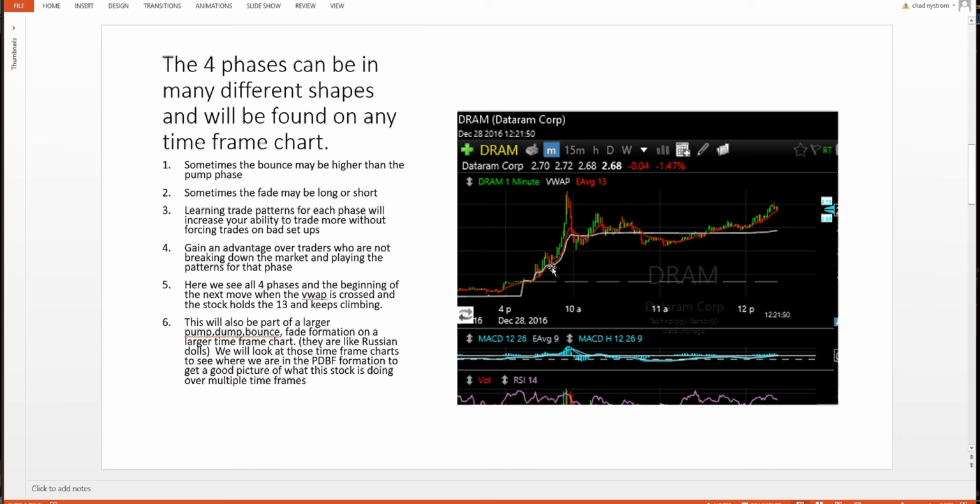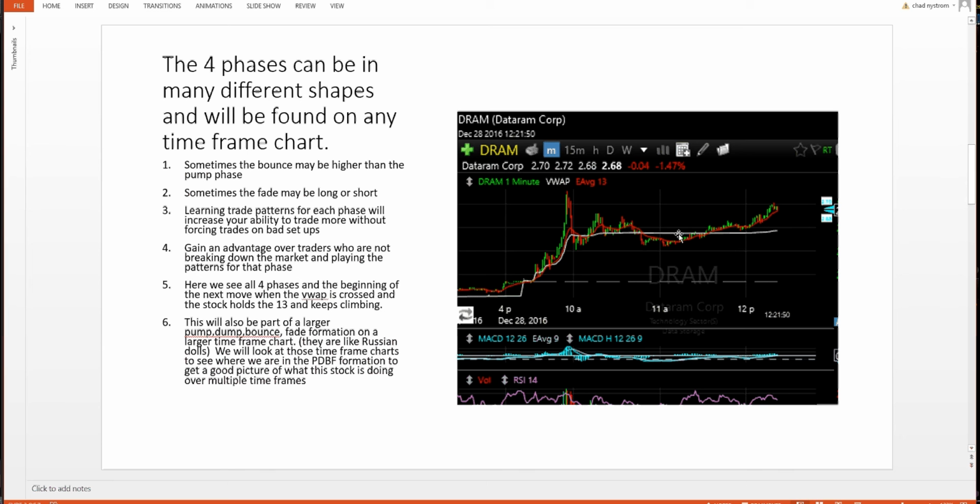Now, we see on this pump, dump, bounce, fade, the fade here basically ends this smaller pattern as it crosses back above the 13 and then confirms by coming through the VWAP here. So the red line is the 13 EMA, and the white line is the VWAP, the volume weighted average price. These are the two indicators I use on my intraday charts. And then this continues to climb on.